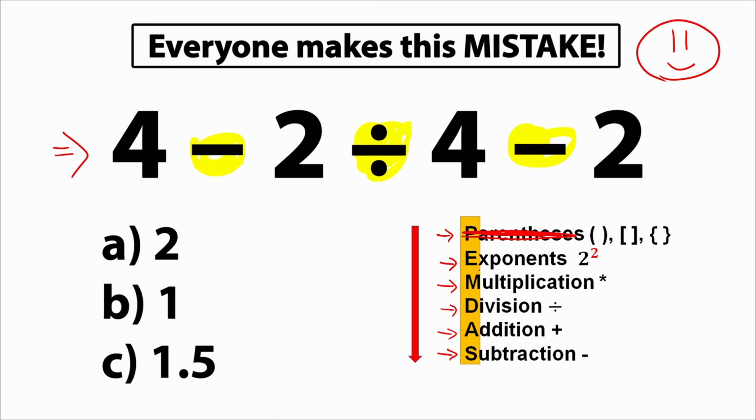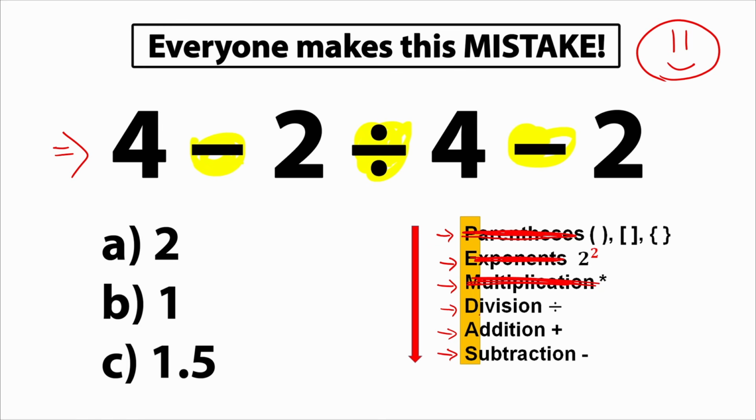What about the next step? The next step is exponents. Do we have exponents right here? No, I don't see any exponents. We don't have any 4 squares. We don't have any of those. So let me just skip this part. The next step is multiplication and division. Obviously, we don't have multiplication. Let me just erase all of this stuff.